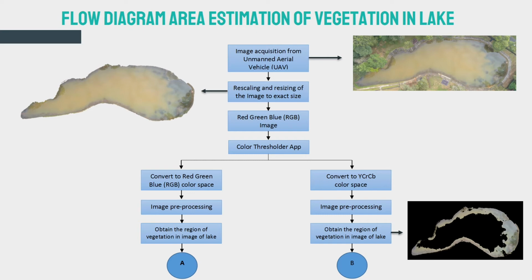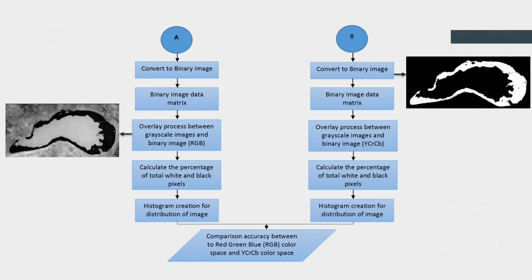The color threshold was used to convert to the RGB color space model and the YCrCb color space model. After that, we can obtain the region of the vegetation in the image of the lake by adjusting the threshold. After obtaining the region of the vegetation in the image, we convert the image to a binary image. A binary image stores a single bit, 0 or 1, and then the image data matrix is obtained.